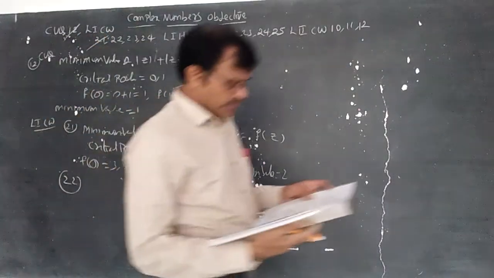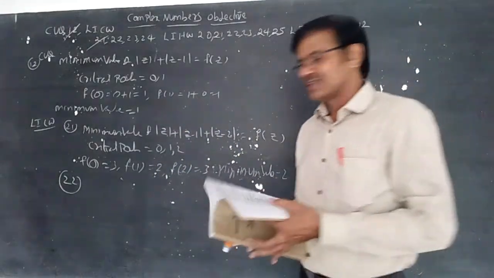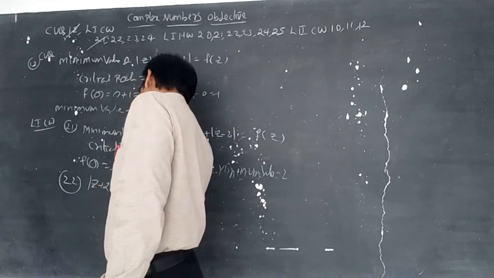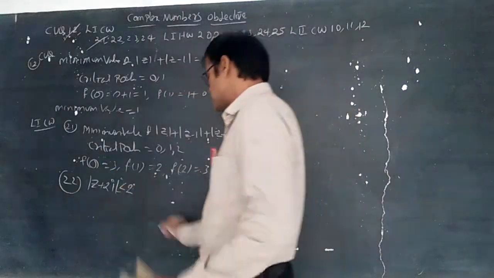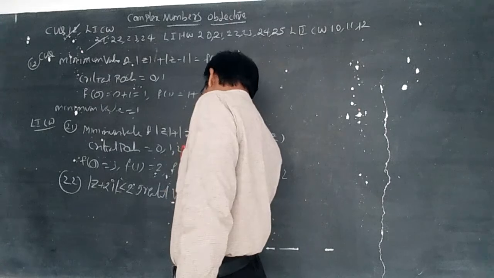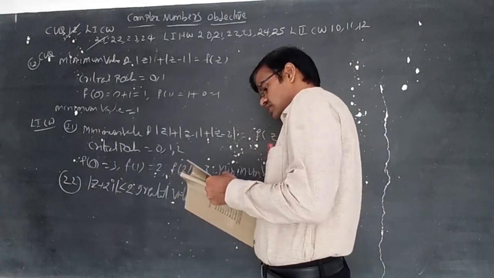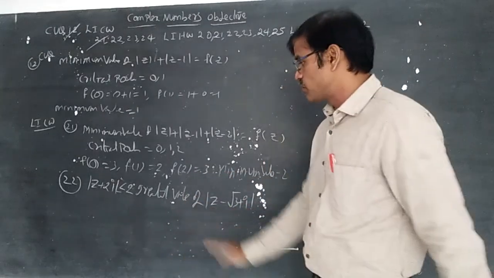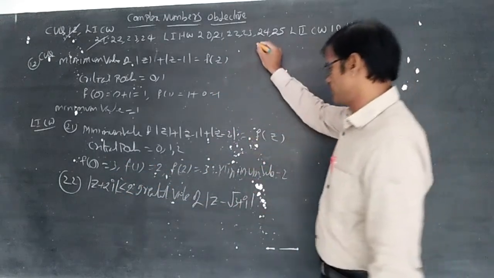22nd bit. Modulus of z plus 2i less than or equal to 2. Then the greatest value, maximum value, of modulus of z minus root 3 plus i. Depending upon this given condition, you should calculate this value.